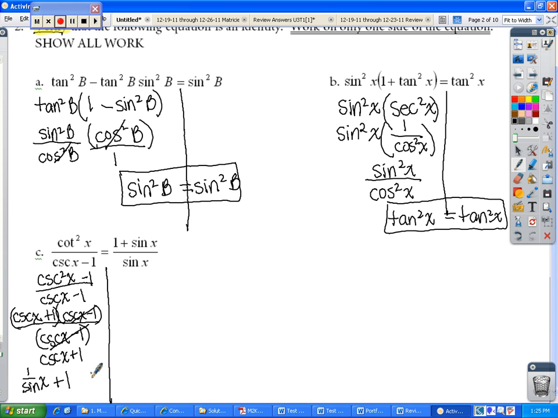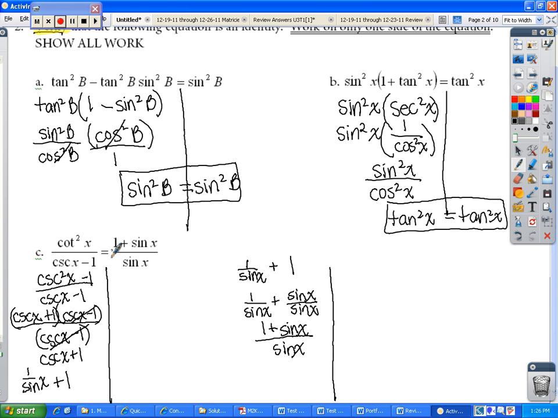Now I need a common denominator here, so I'm going to continue my work over here. Okay, I'm going to pick up over here. Let me just recopy that step. So 1 over sine x plus 1. Alright, common denominator is sine, so I'm going to write this as 1 over sine of x plus sine x over sine x. Because remember, sine x over sine x is the same thing as 1, so I'm just rewriting it so I have a common denominator, which means I'm left with 1 plus sine x over sine of x, which if you notice, that's originally what I'm trying to get for my identity.